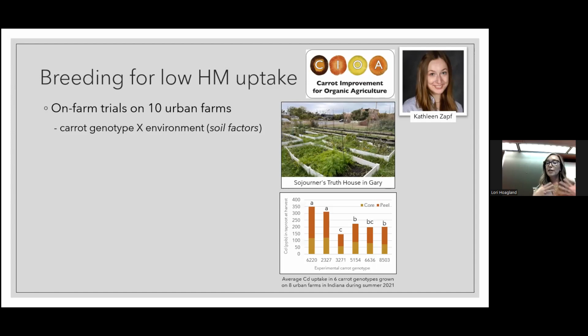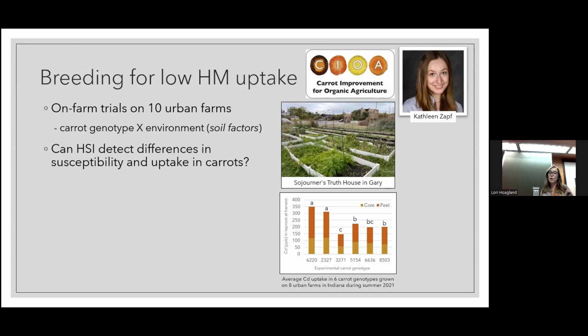We're looking at these genotypes that we've evaluated that have high and low uptake, validating how well that can work in the field in soils that have very different soil conditions. And so we do see some really nice results; this holds up in fields for some of our genotypes. You can see the 3271 has about half as much cadmium uptake as the 6220. But again, we see soil also plays a very important role.